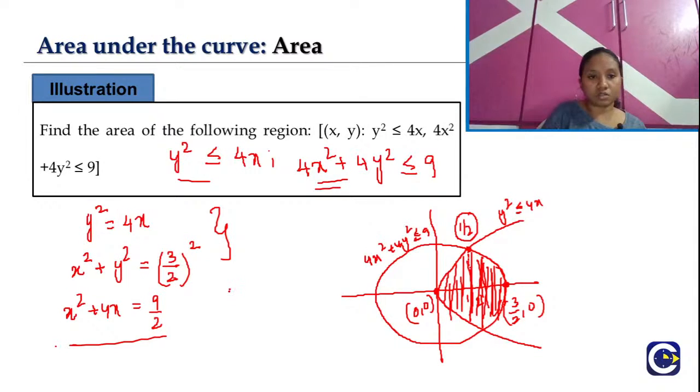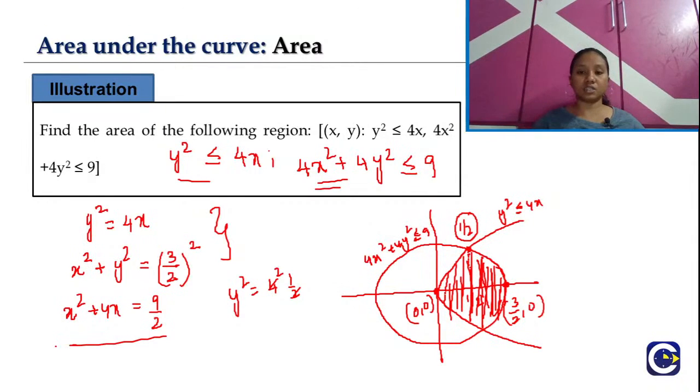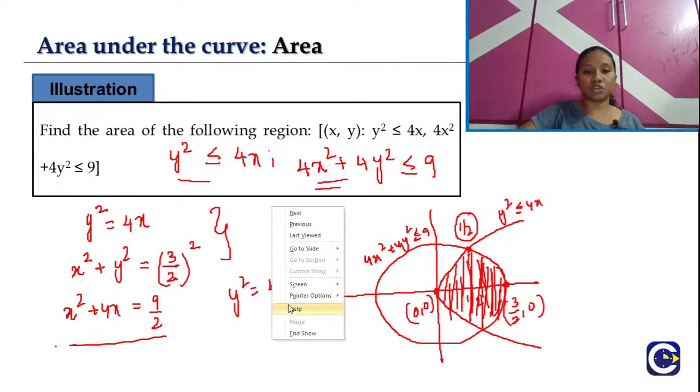So y square equal to 4 times 1 by 2, so y square equal to 2, which means y is somewhere around root 2. But we are dealing with only one x coordinate, so this will be 1 by 2. Now you got the idea: this is our region and the corresponding x coordinates are here. I think some of you have given the answer also. No issue. Now I'll show you the integral part.